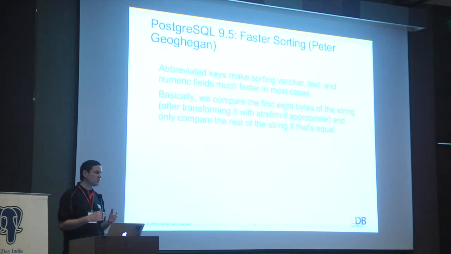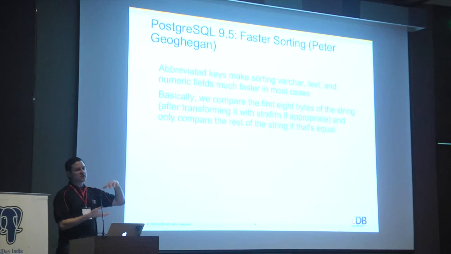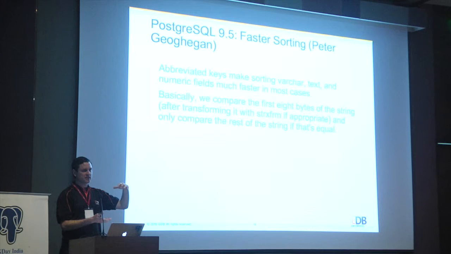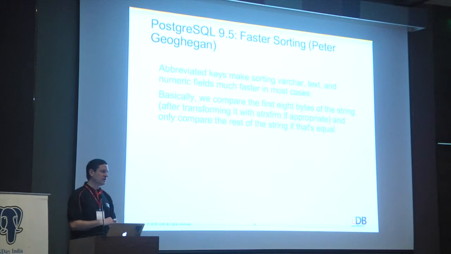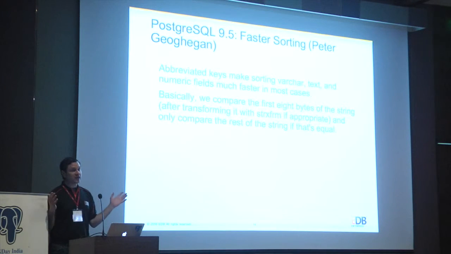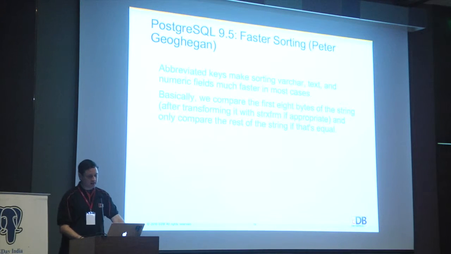And basically the way this works is we store the first 8 bytes of every string in a very compact area of memory, and we can usually decide which things should come first by just looking at the first 8 bytes. And then if we can't, because they're equal, then we have to go look at the whole string and compare that, and that takes more time. But usually we don't need to do that. So overall, text sorting and numeric sorting get much faster in PostgreSQL 9.5.